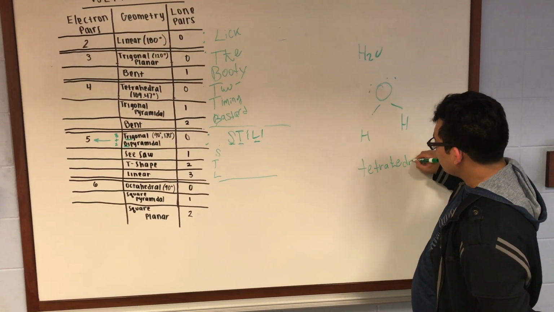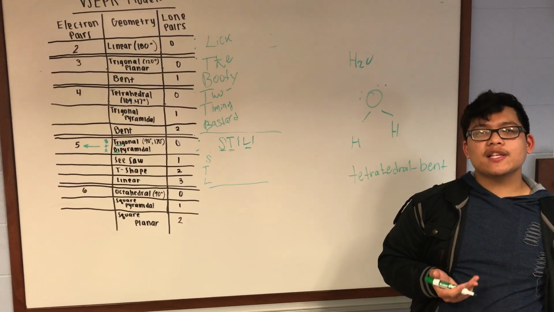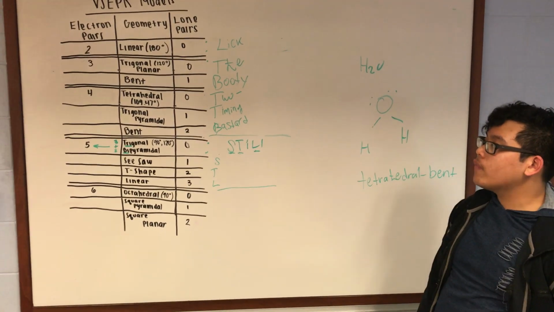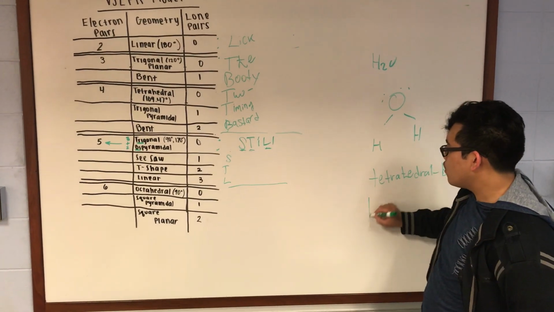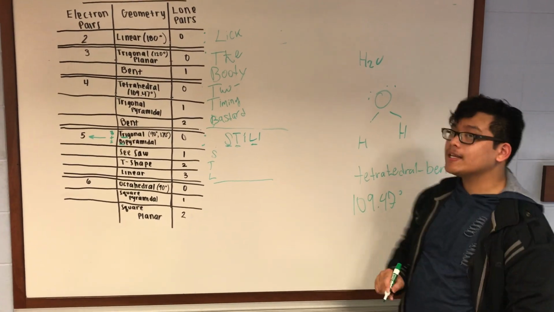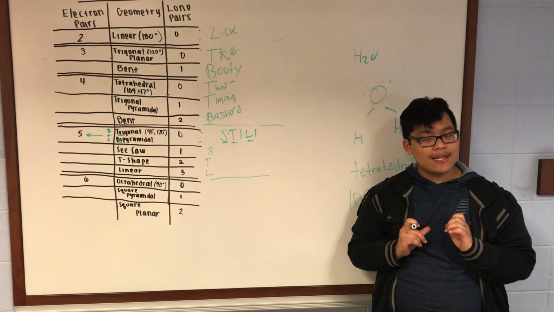tetrahedral bent. So that's kind of like the process of naming it. And now the angles. What is the angle for a tetrahedral? 109.47. Easy. But I don't know if your professor required you to do this, but my TA did.